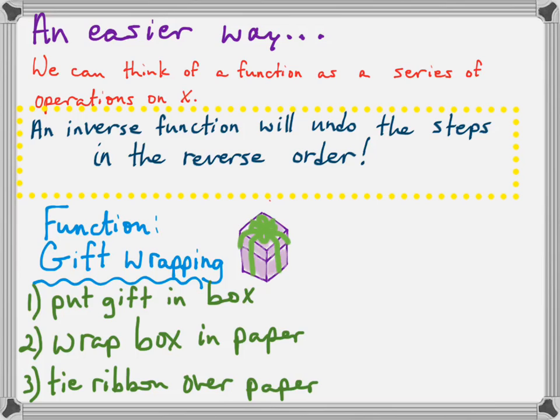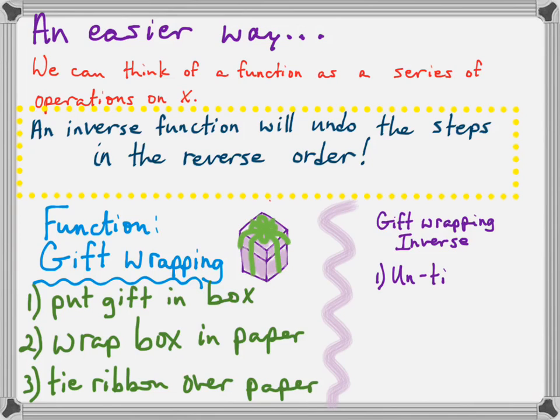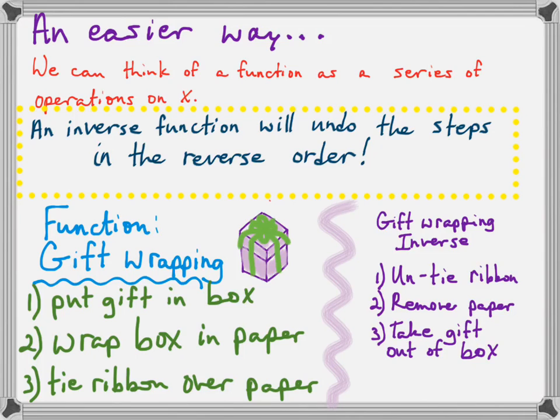So the inverse of that is when you give it to somebody, they undo all the steps that you did. The first thing they have to do is untie the ribbon. So that was the last thing you did, but it's the first thing that they undo. And the next thing they do is remove the paper, and then the last thing they do is take the gift out of the box. So they undo all the steps, but in backwards order from what you did.